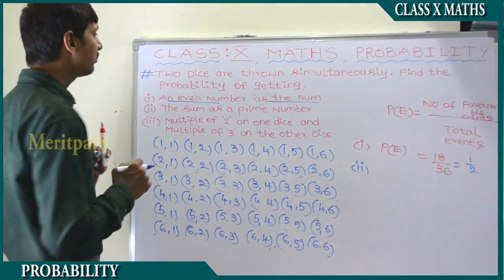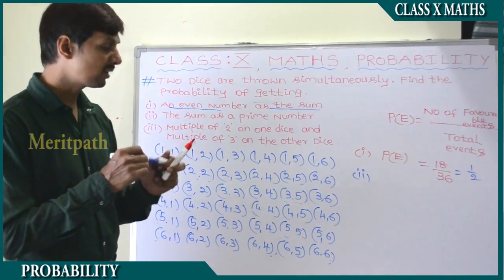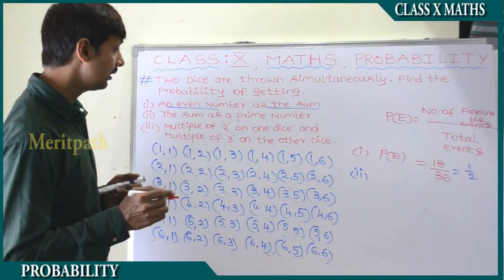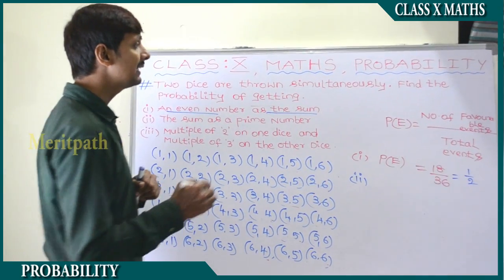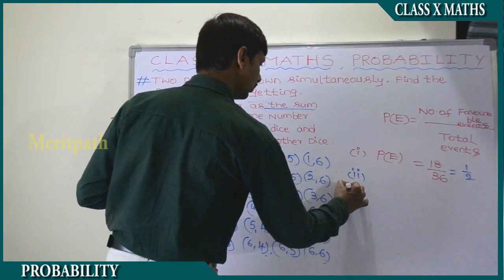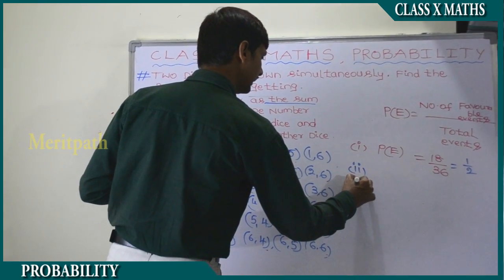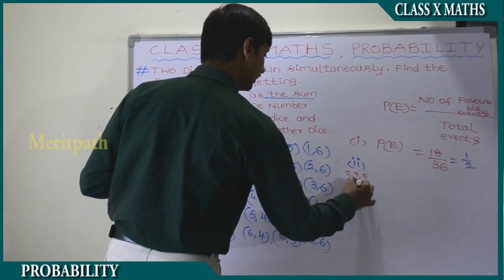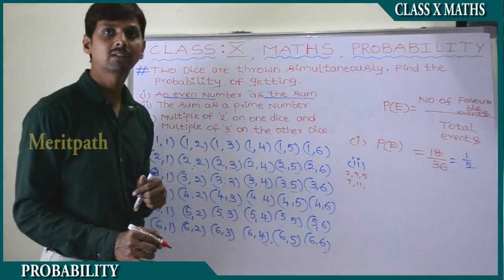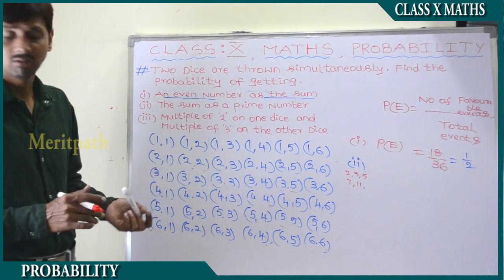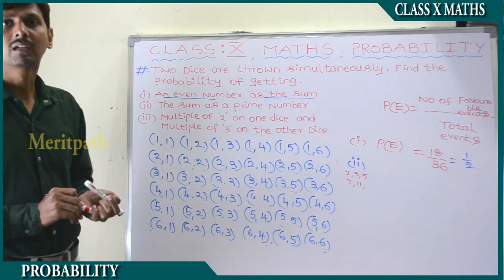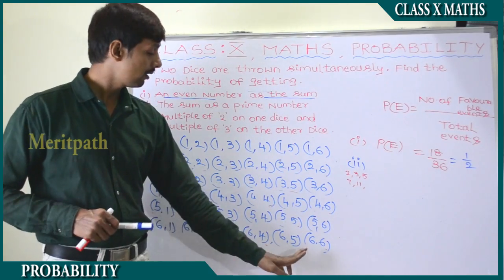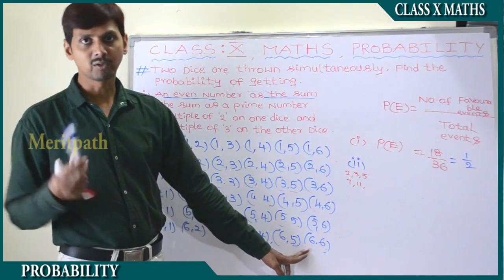the sum is a prime number. Let's see what the prime numbers are here. We will get prime numbers as 2, 3, 5, 7, 11, and after 13 we will not be getting it on a dice, because the maximum number, 6 plus 6, is 12 on this, including the 2 dice.